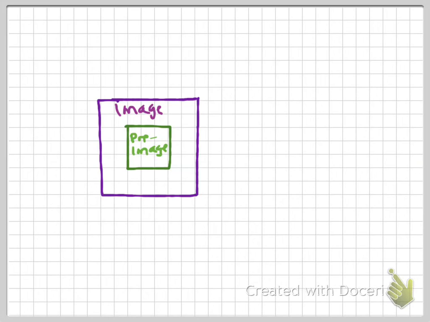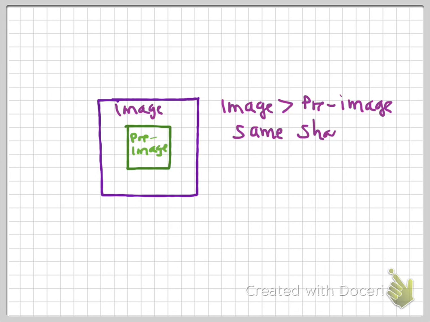So how could you compare? Kaleo. Okay, in this one, the image is greater than the pre-image. Now, what else could you do to describe this picture? What else might you be able to say, Chloe? They're the same shape. Okay, they still have the same shape. They're both squares. What's different? Mackenzie. Okay, they have different size.